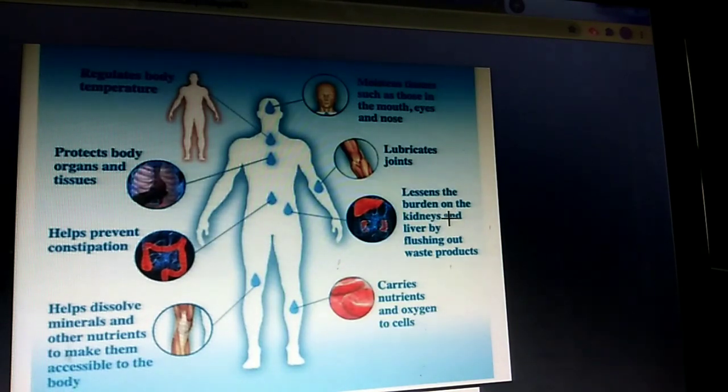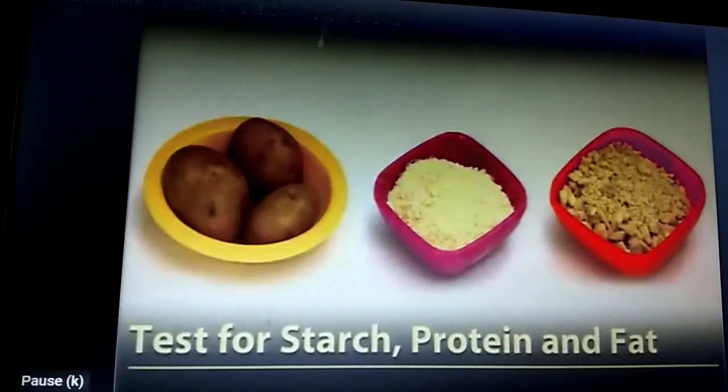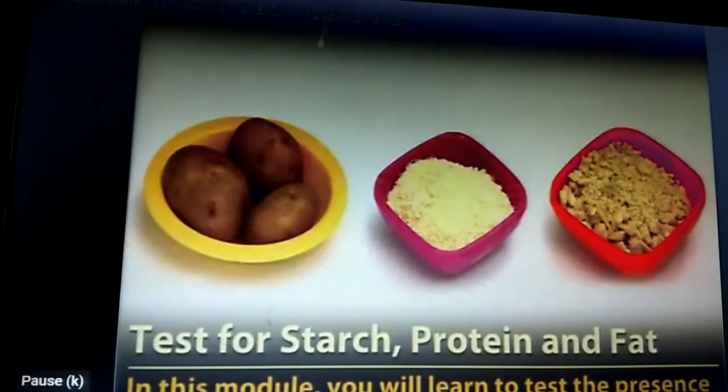These are all we have studied today. Tomorrow we will be learning about some definitions and what will happen if these are not in proper amount. For starch, protein and fat. In this module, you will learn to test the presence of starch, protein and fat in food items.